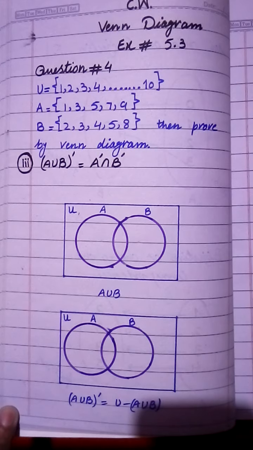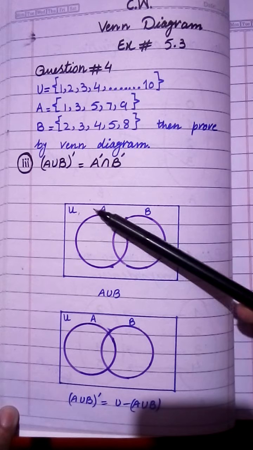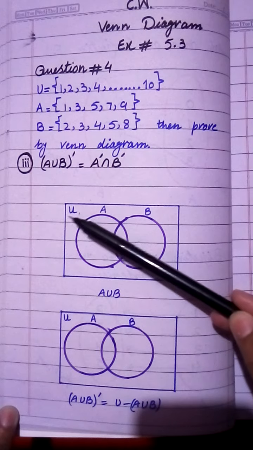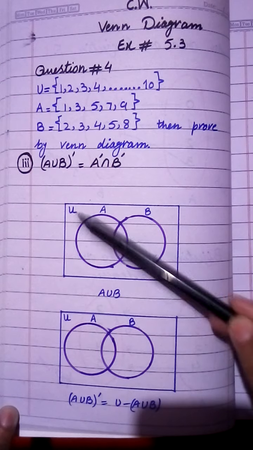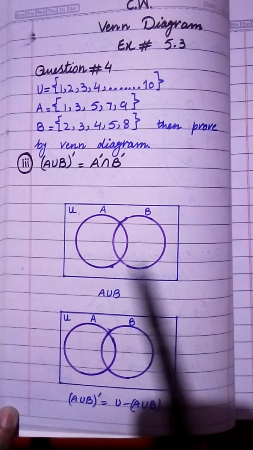Now first of all, you have to draw the rectangle. The rectangle is a Venn diagram and it is also known as U. U stands for universal set, so this rectangle is known as the universal set. Now the A and B circles lie inside the rectangle.